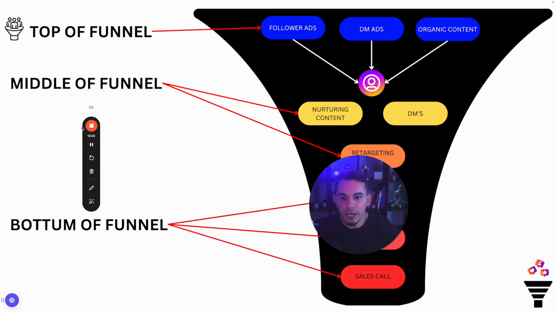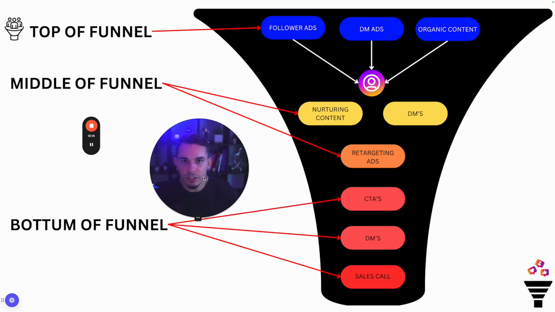So if you remember here, we're running cold traffic ads to get new followers. We're also running DM ads to get people to reach out to us. And we're also posting content to get new followers and people interested in our stuff, right? And we're also doing middle of funnel ads to retarget all the people who are engaging with our content, all our followers, all the people who looked at the ads, and so on and so forth. So now we're going to cover the direct call to action ads.